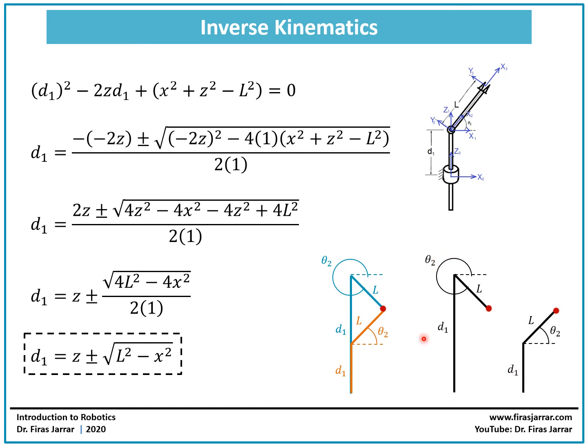The difference between both solutions is that here the robotic arm is pointing upwards, and here the robotic arm is pointing downwards. Both of them are pointing towards the same end effector point. I have superimposed both solutions on the same figure here, the first solution being in orange, the second one being in blue color. So you can see they would reach the same position. This really verifies our solution here that there will be two solutions for d1. And you can see that it depends on z, L, and x, which are all given values.